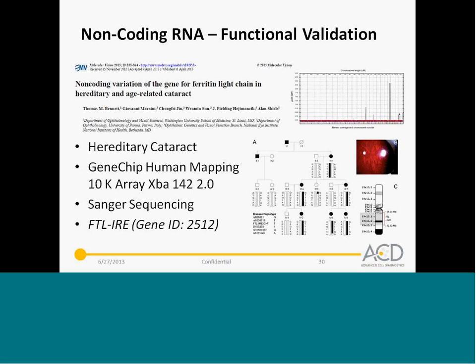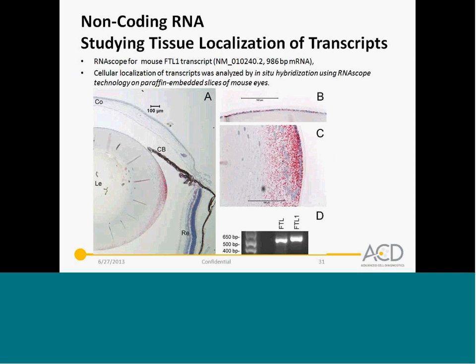What the investigators wanted to do is see if there's any functional significance for this. So they designed probes that would target this particular ferritin light chain, and used them in in situ hybridization experiments, highlighted in the next slide, showing that in the eye where you had cataracts, they could localize the non-coding RNA, localize this particular transcript to sections of the eye to indicate functional relevance. Again, next slide, please.